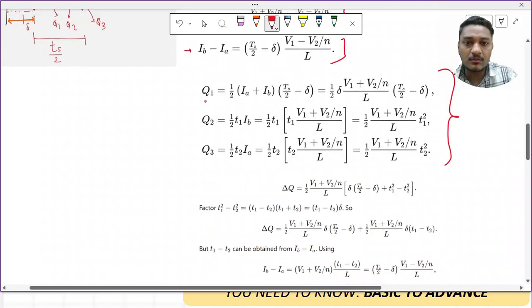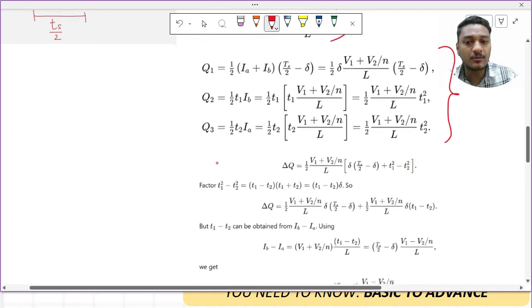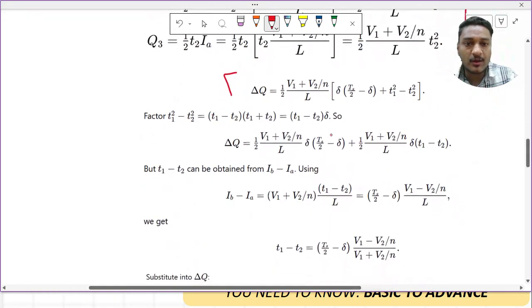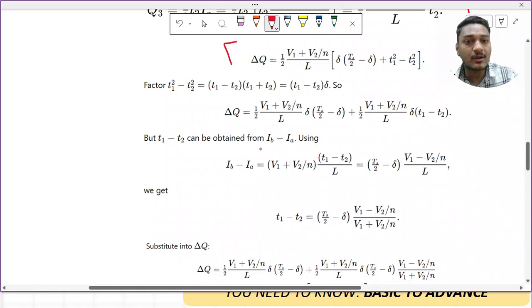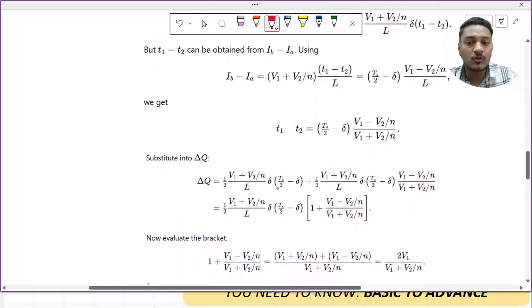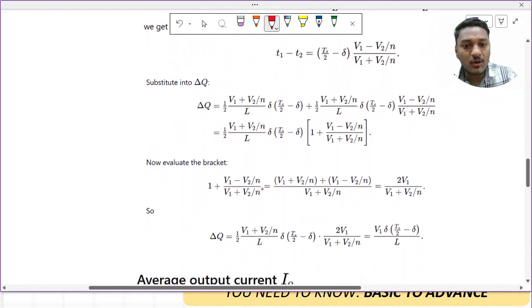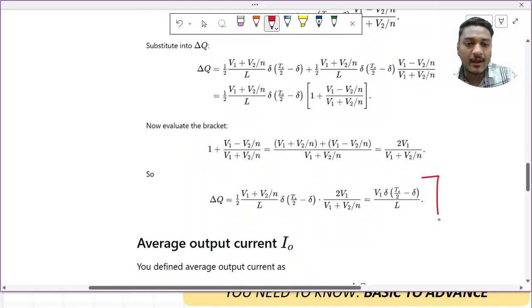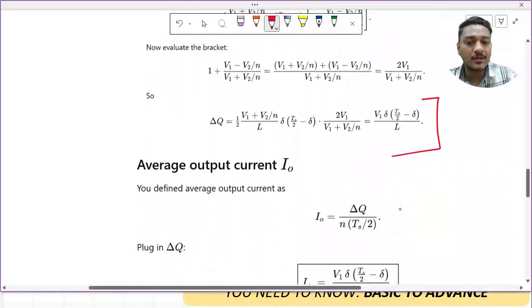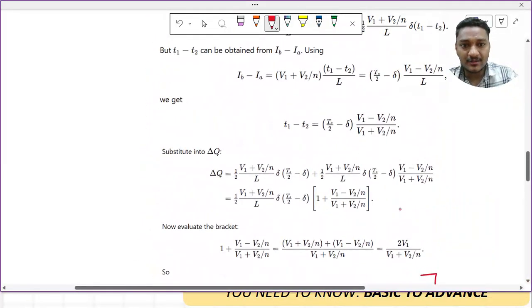I have just tried to put the value of Q1 and get some expression, put the value of Q2, get some expression, put the value of Q3, get some expression. Then overall delta Q I know, so I have put in the values and I got some sort of term. Then I used some identities, and whatever expressions we have written at the top, the same expressions are written at the bottom, and tried to solve this. Once I solved and computed it, I got the value of delta Q, which is V1 into delta, whole in bracket (Ts by 2 minus del), whole divided by L. So this is the expression I got. Okay, so I guess you can just take the screenshot.